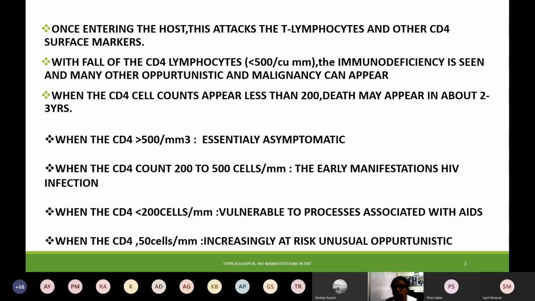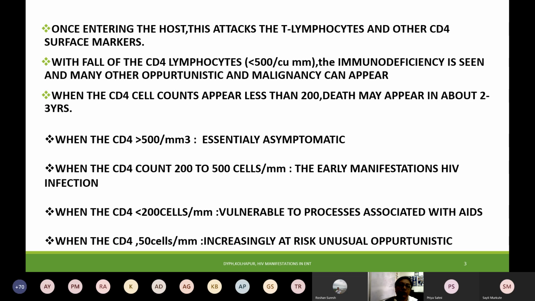Once it enters the host, it attacks the T lymphocytes and other cells with CD4 surface markers. With the fall of the CD4 lymphocytes, if it is less than 500 cells per cubic millimeter, immunodeficiency is seen and many opportunistic infections and malignancies can appear. So in HIV, the CD4 count gives us some clue. CD4 count is a very important investigation that you should do for HIV.